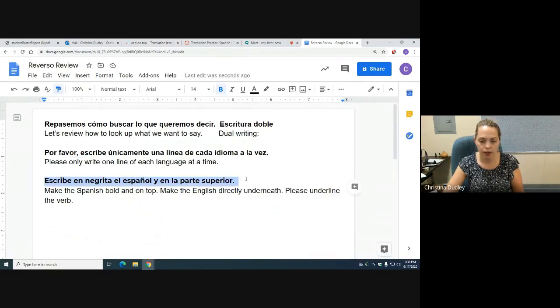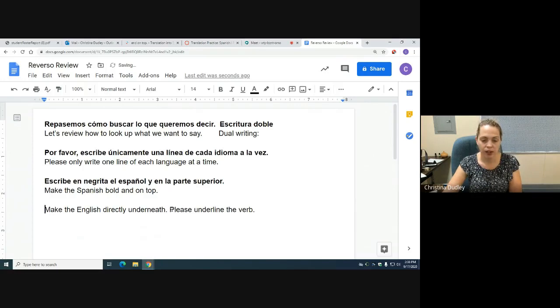Boop. Right? Okay. Make the English underneath. So I'm going to put that here. Okay. Make the English underneath. And I learned from this that I should say write. So I'm going to put in here write the English directly underneath. So let's put that back up here.